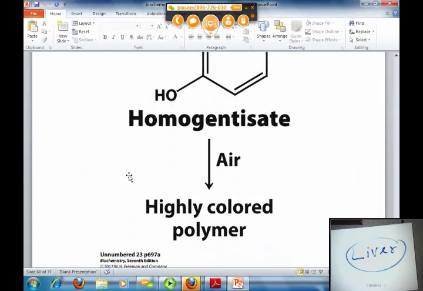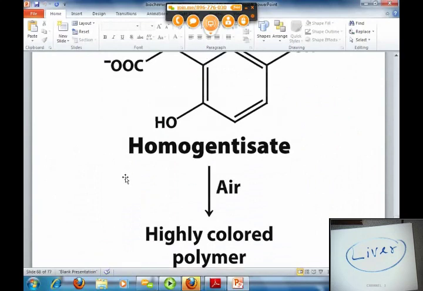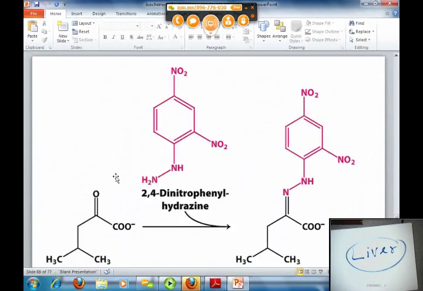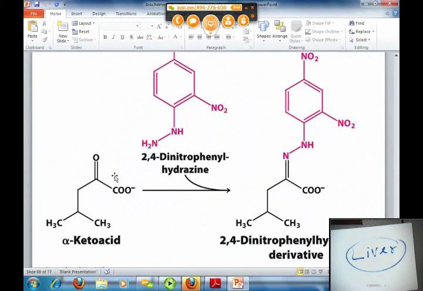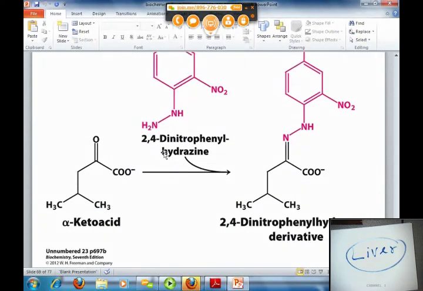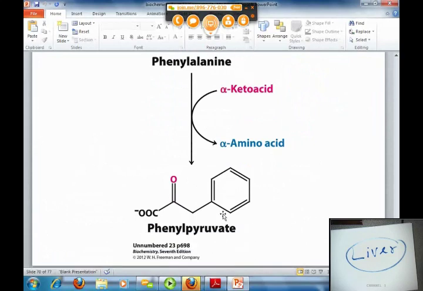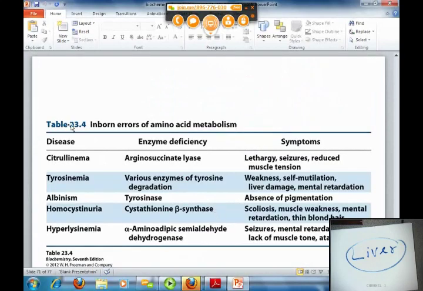And homogentisate in air forms a highly colored polymer, which is seen in alkaptonuria, where the urine becomes darkened. Another one is the dinitrophenylhydrazine test with the hydro derivative. So these are some of the amino acids. This is the mechanism of phenylalanine metabolism.